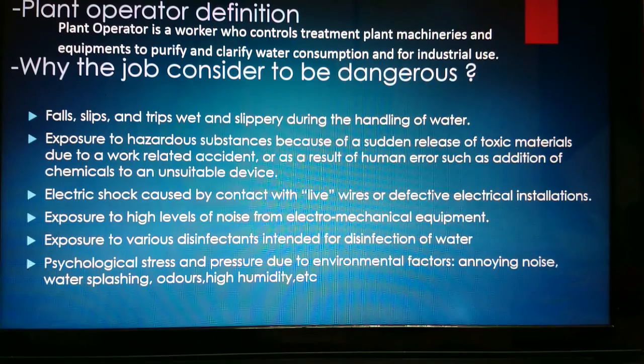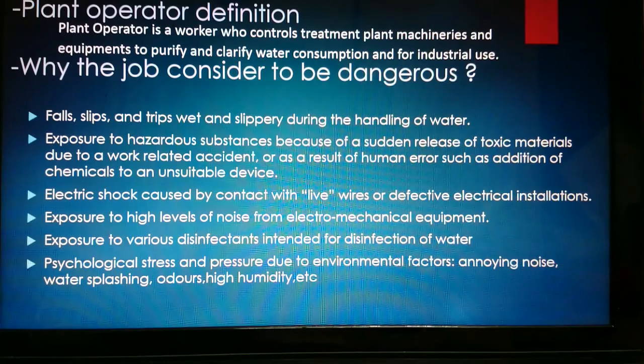While handling large amounts of water, accidents may occur, such as falls, slips and trips due to wet floor conditions. Sudden release of toxic material can cause exposure to hazardous substances. Other than that, as it deals with electrical equipment, electric shock might also happen when in contact with live wires or defective electrical installation. Some of the equipment makes very high noise while in operation and can cause exposure to a high level of noise.